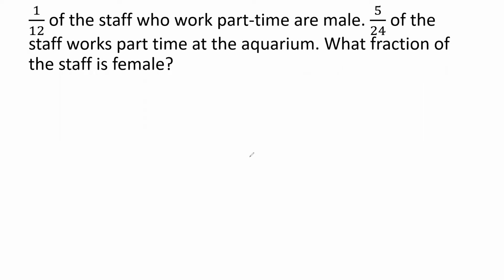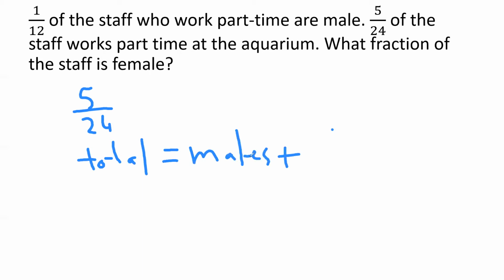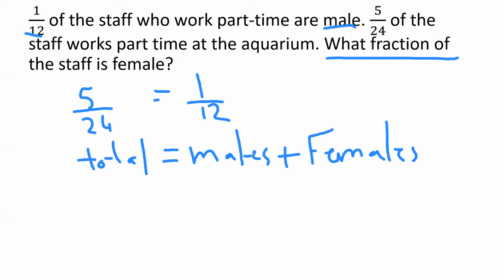The question tells me the total fraction of the staff that works part-time at the aquarium is 5/24, which includes males and females. It tells me that the fraction of the males is 1/12, and it's asking what fraction is female. Because males and females have to add up to 5/24, if I subtract the number of males from the total, I should get the fraction of the females.